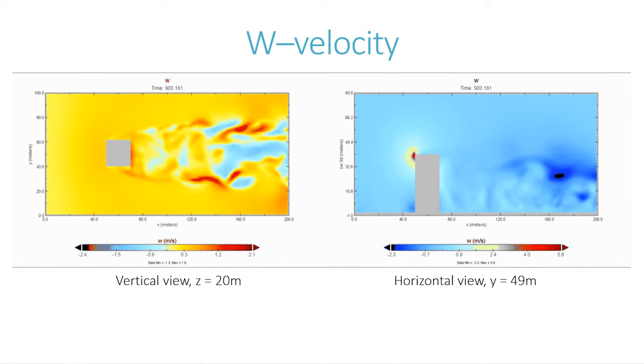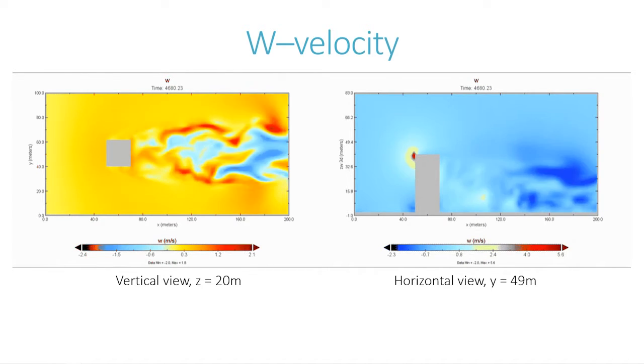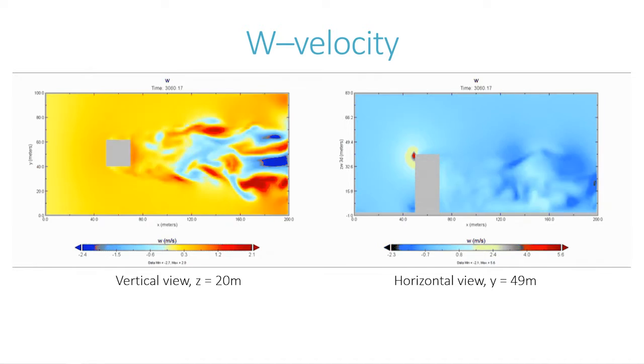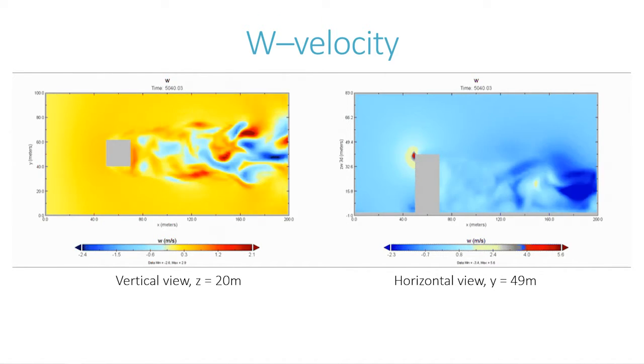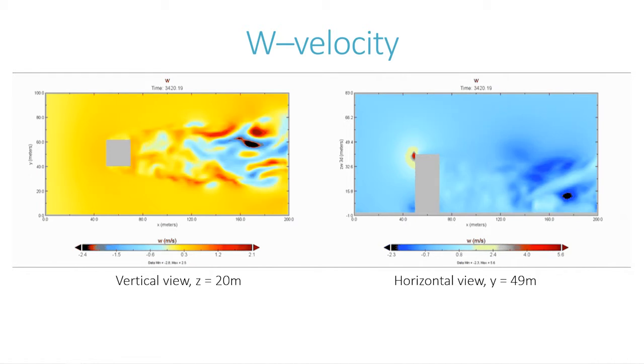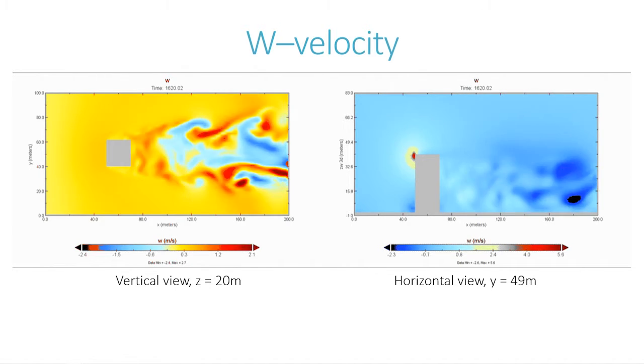On the right plot of the horizontal view, it's the same idea. As the flow goes over the front corner of the building, you can see that little red pocket. That's just indicating that there's flow in the vertical direction there as it goes over the building.